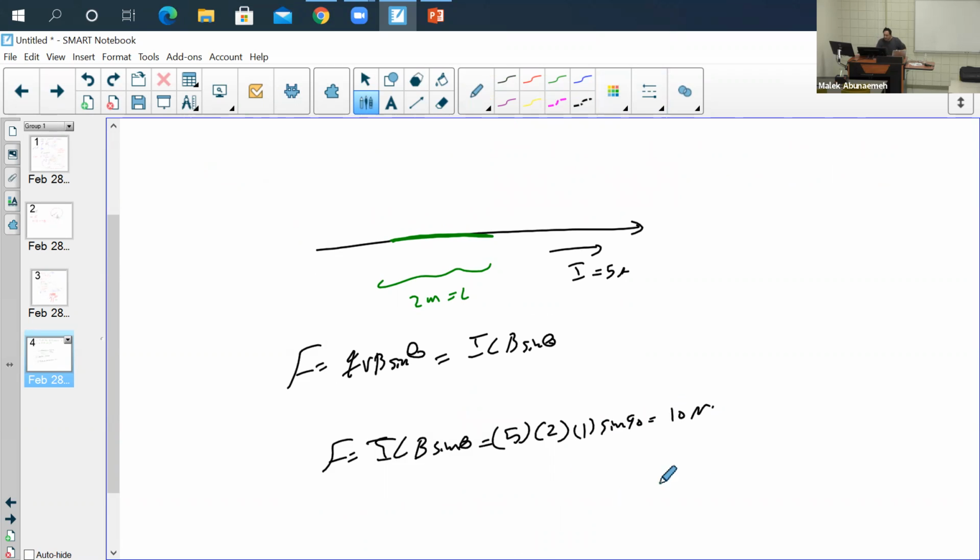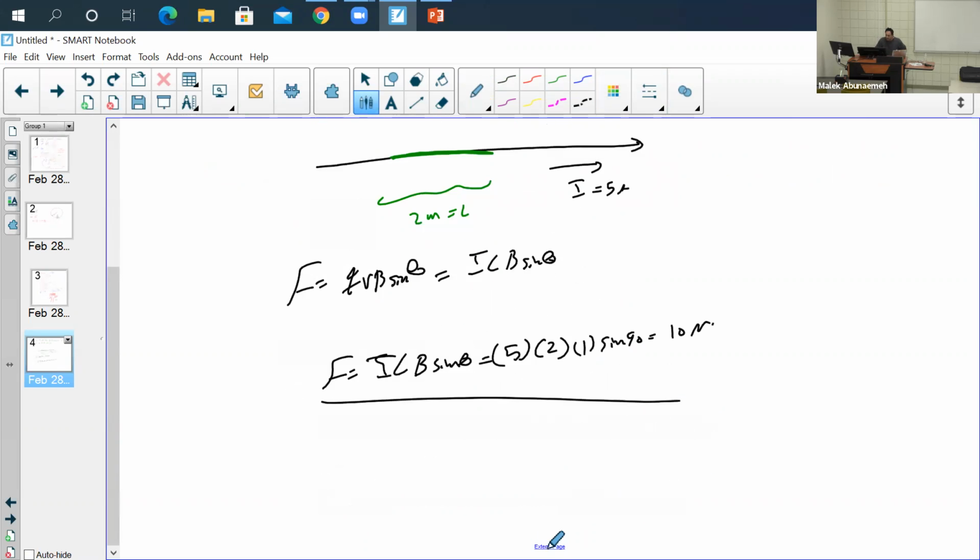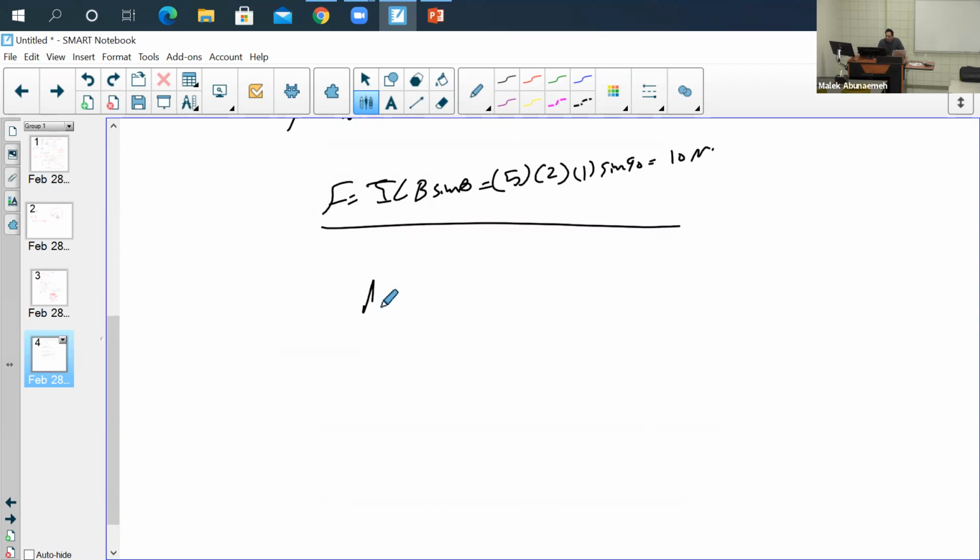Now that's what brings us to the net torque. Now your net torque, your tau, is going to equal NIAB sine theta. Now N is going to be your number of turns.